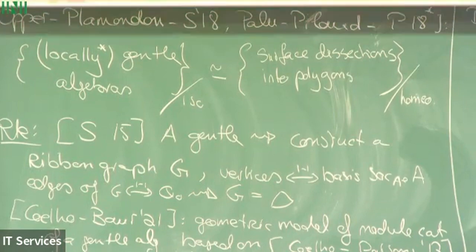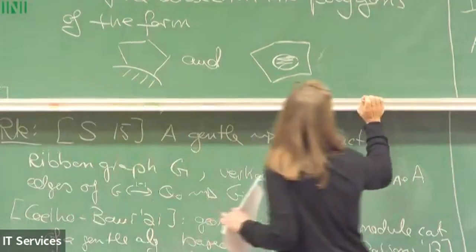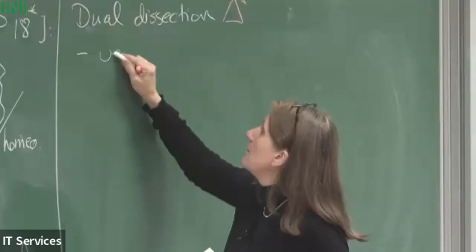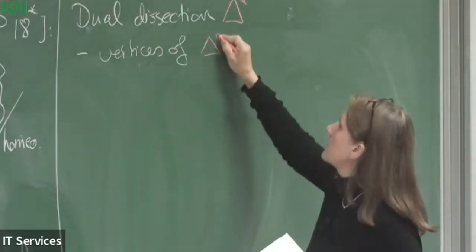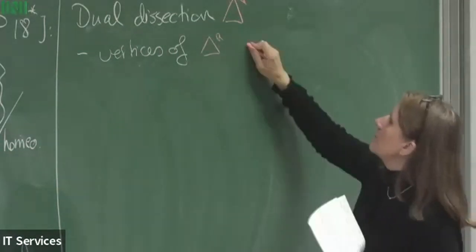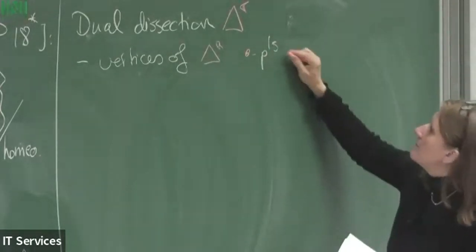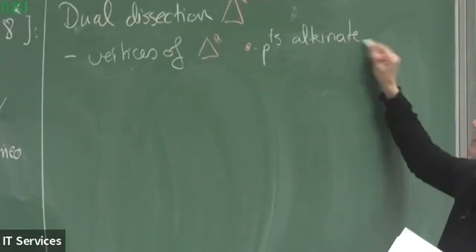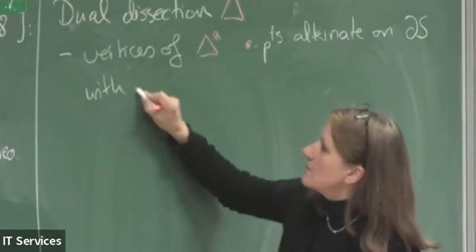I want to always do this dual dissection in pink. Okay, and how is it constructed? So the vertices of this dual dissection, or you call them red points, alternate on the boundary with the marked points of our surface.